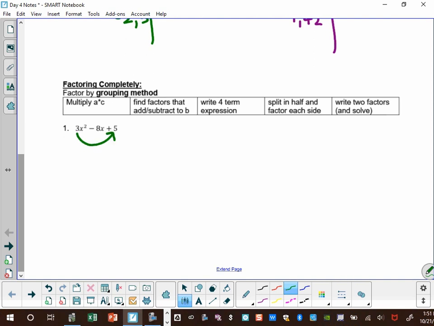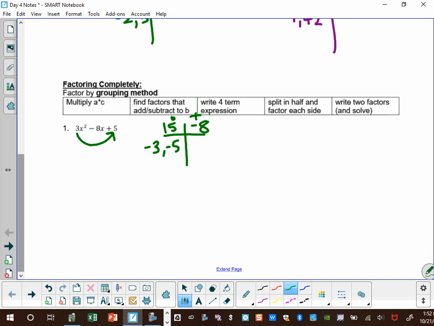I have a number bigger than 1 that's in front, so I need two numbers that multiply to give me what? 15, and that adds to give me -8. Did you guys get some factors for that? I got -3 and -5. -3, -5. You guys agree?